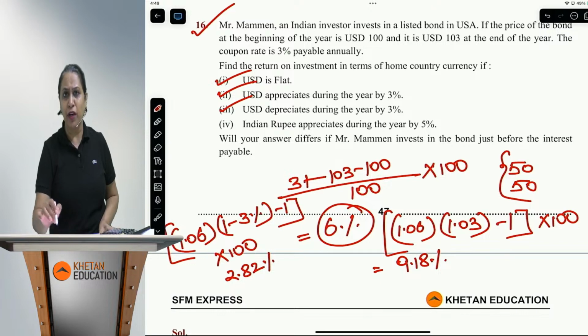Rupee appreciating means foreign currency depreciating. And in order to earn a higher return, your dollar should appreciate and not depreciate. So if rupee appreciates, dollar depreciates, that is not good news for us.